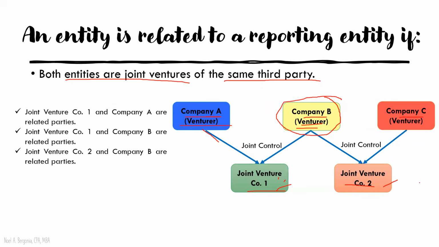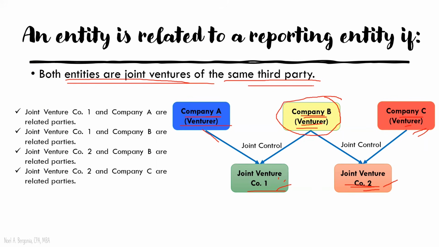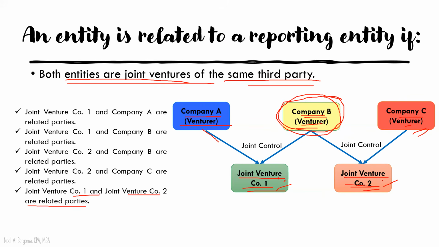Moreover, in terms of joint venture company 2, okay, related party sila ni company B rin. Okay, since it has a joint control, and also joint venture company 2 and company C, okay, are related parties. Now, pumapasok po itong ating both entities are joint ventures of the same third party, and they become related parties if, again, it is having the same third party. So meaning, si joint venture company 1 and joint venture company 2, okay, are related parties because there is a same third party entity, okay, who jointly controls these joint venture companies. Okay? So are we clear on that?